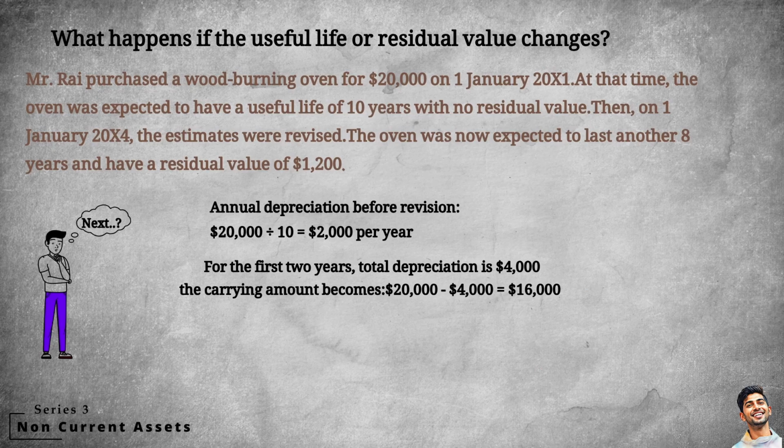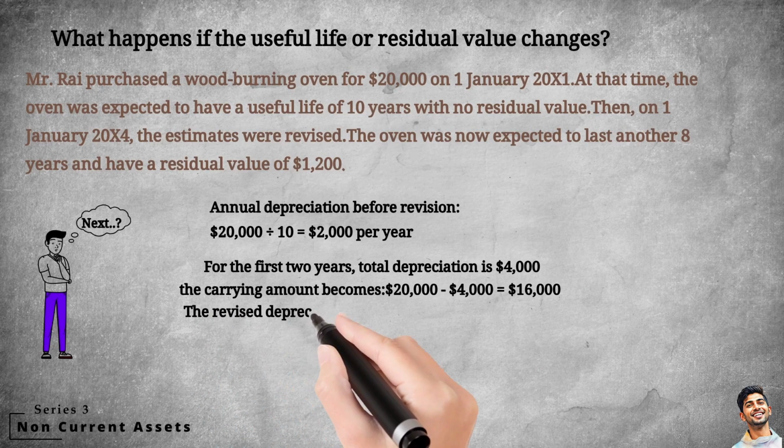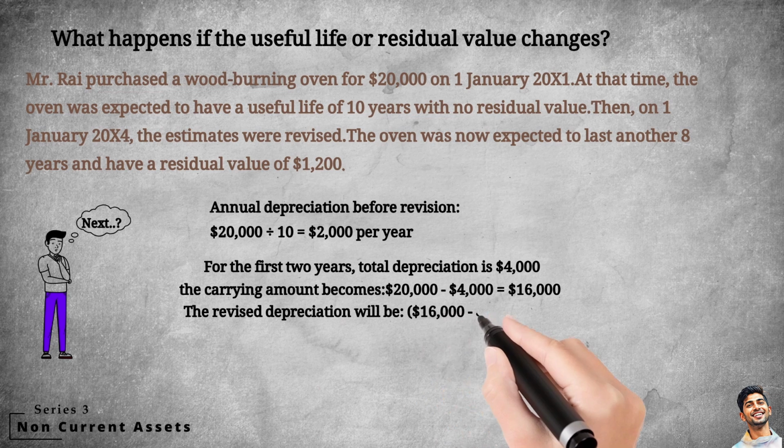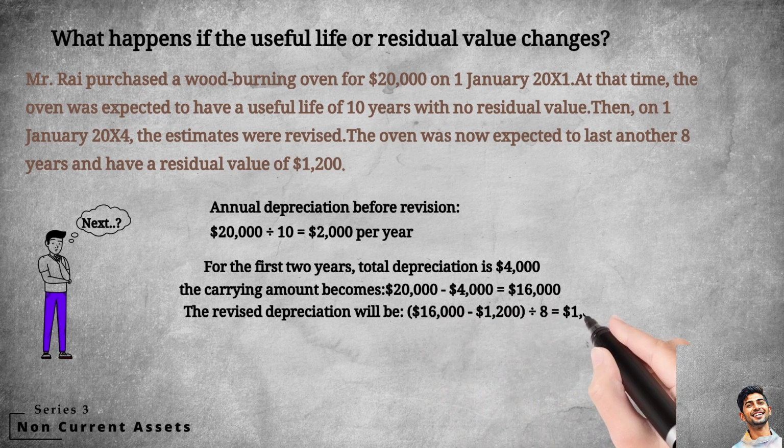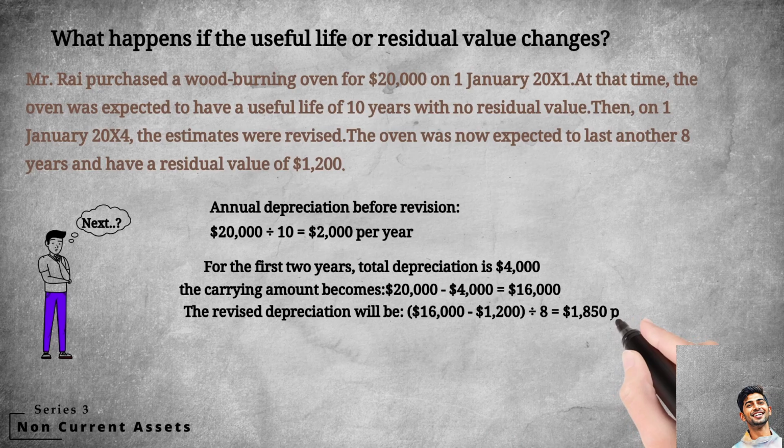Now the new estimates are applied. The revised depreciation will be $16,000 minus $1,200 divided by the useful life, which is 8 years. So the depreciable amount becomes $1,850 per year.